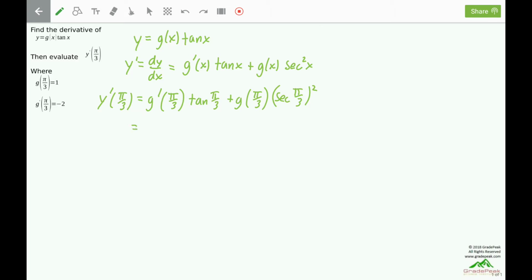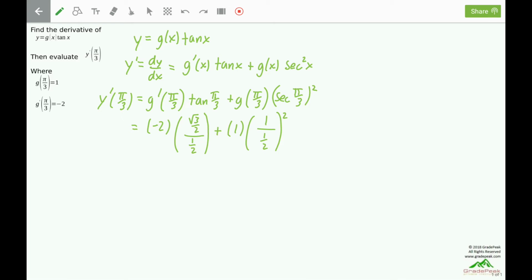So this will equal, now g prime of pi over 3 and g of pi over 3, those will be found with the information over here. So according to that, g prime of pi over 3 is negative 2. The tangent of pi over 3 is the sine of pi over 3, root 3 over 2, over the cosine of pi over 3, 1/2. Plus g of pi over 3, according to over there, is 1. And then the secant of pi over 3 is 1 over the cosine of pi over 3. That's 1/2. And then quantity squared.